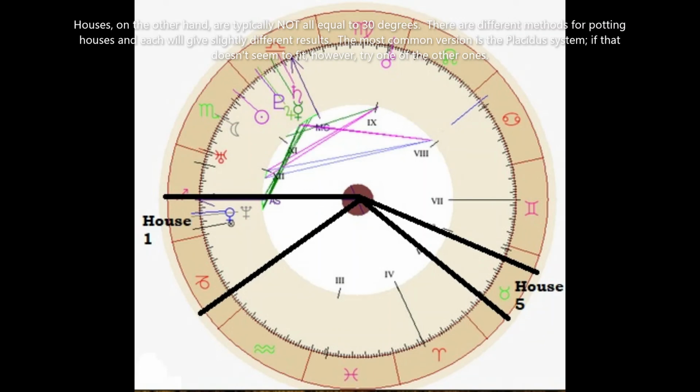Whichever method you choose, the sign associated with the house will be the sign the counterclockwise edge of that house falls in.